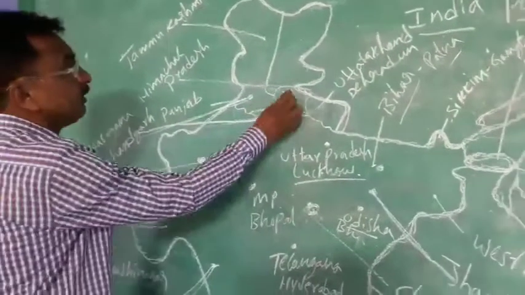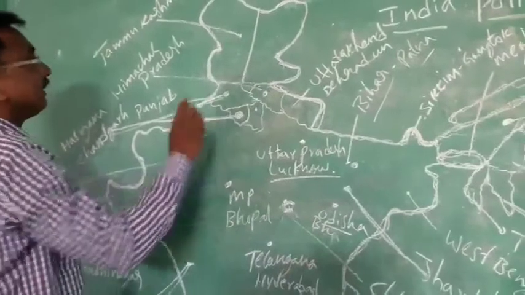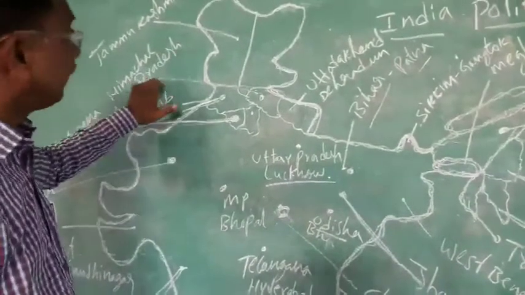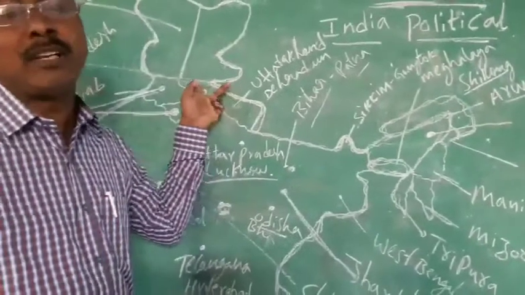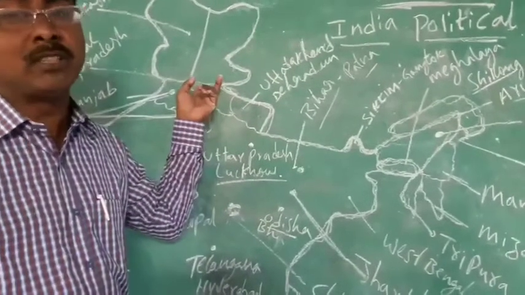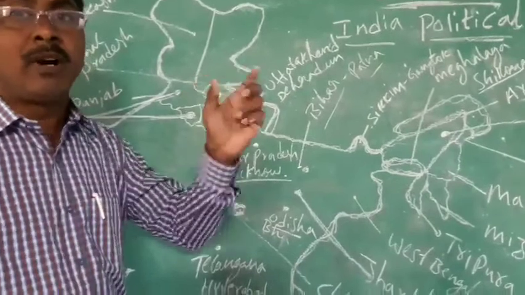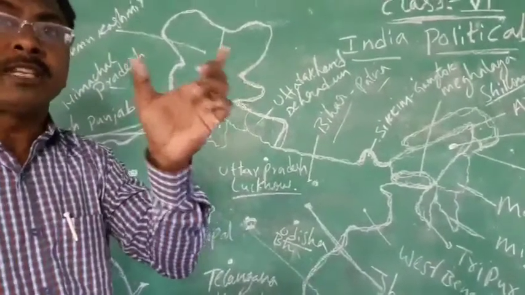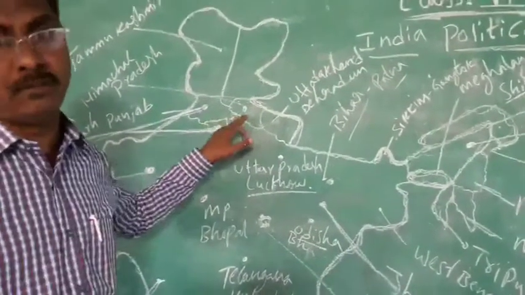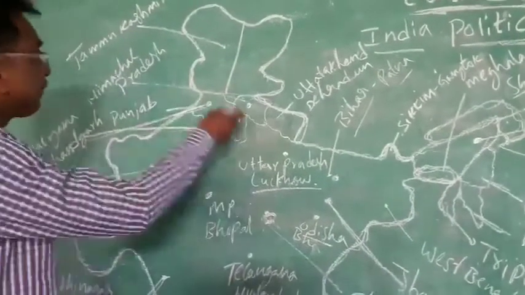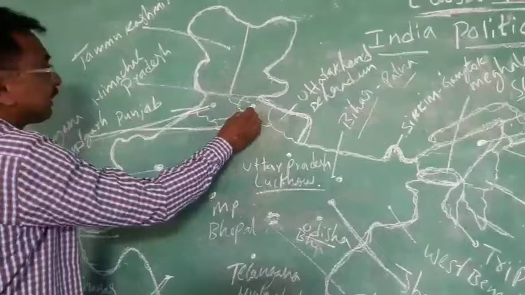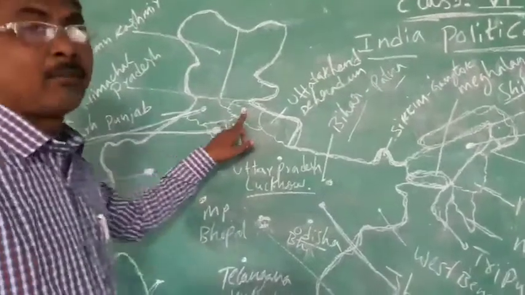Here you see Himachal Pradesh, whose capital is Srinagar. Before that, Jammu and Kashmir used to be a state and Himachal Pradesh a state as well, but Srinagar used to be the capital for both the states. Now, Himachal Pradesh, capital is Srinagar.